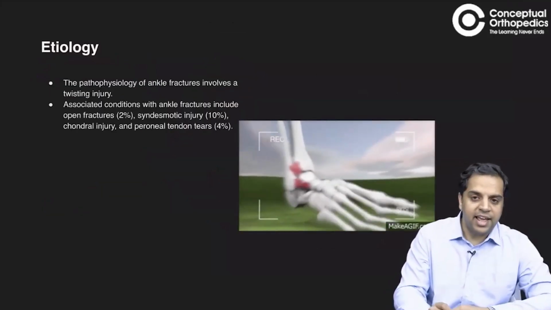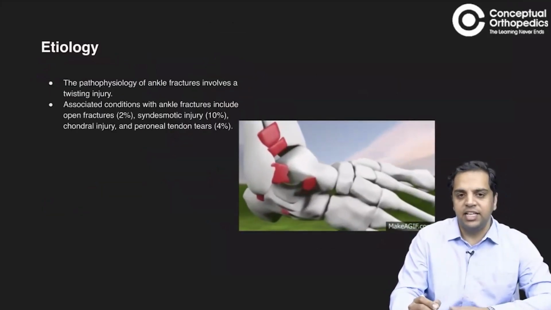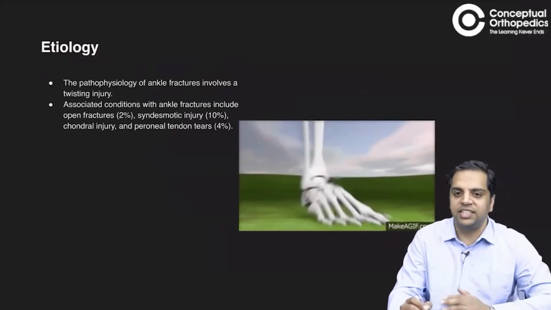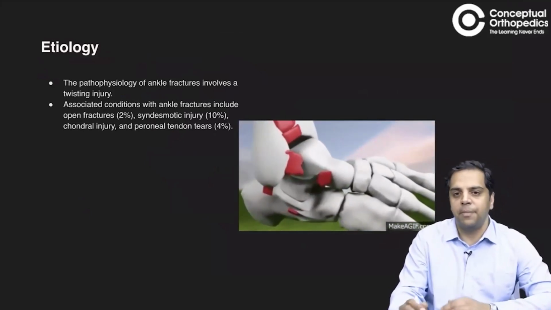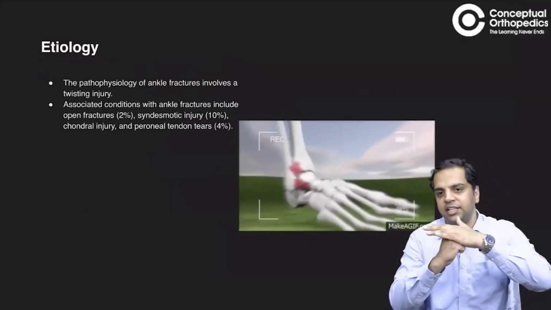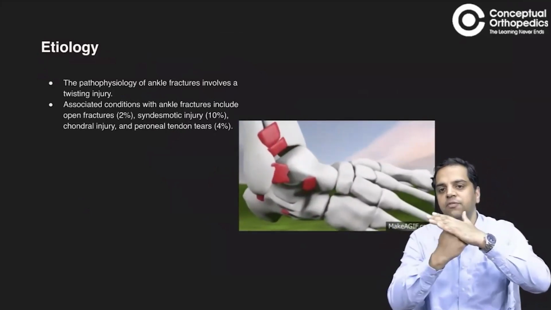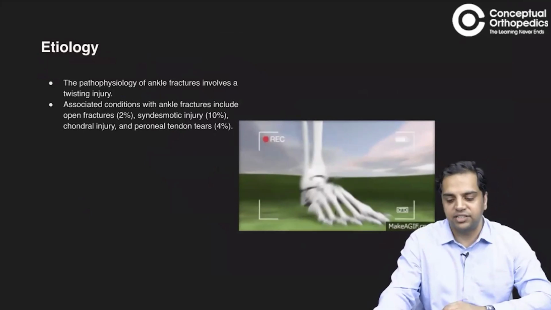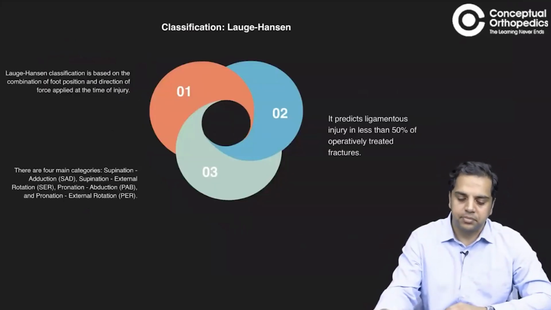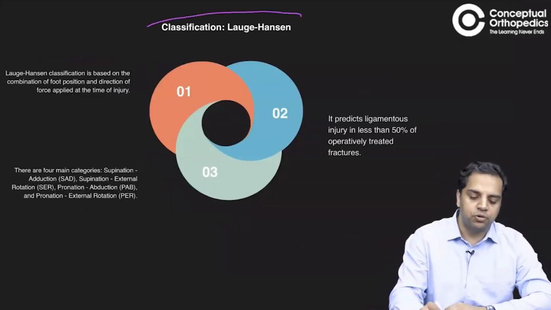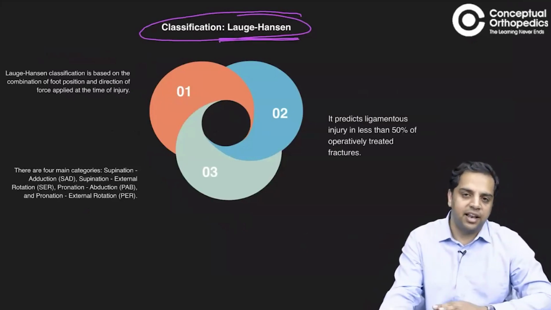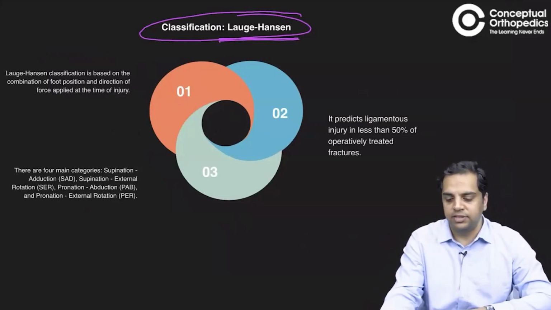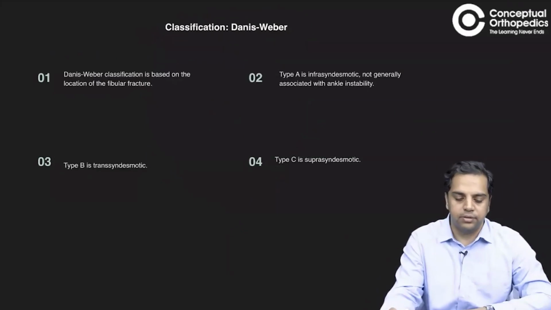Unlike pylon fractures, these fractures are twisting injuries. This is something that you should remember. Pylon fractures tend to happen with axial force. These happen with a rotational force, and that is how the classifications of these fractures are based. The most useful and most common classification is the Lauge-Hansen classification. I'll be discussing it in a large part of the lecture that follows.